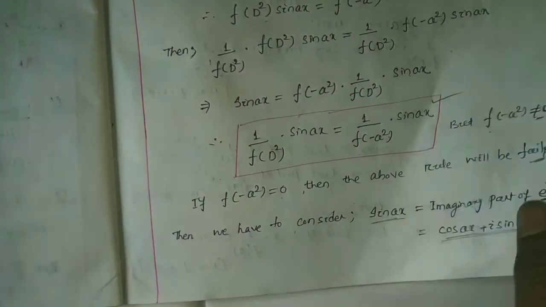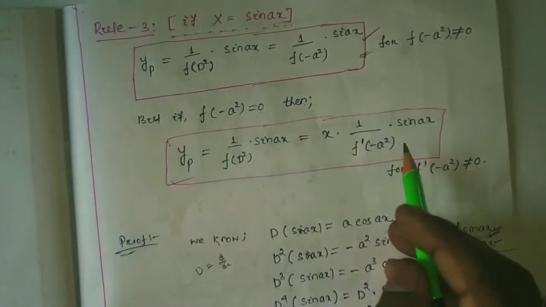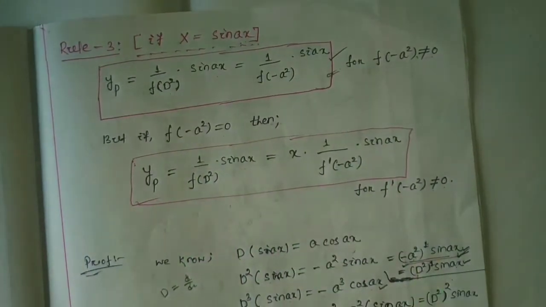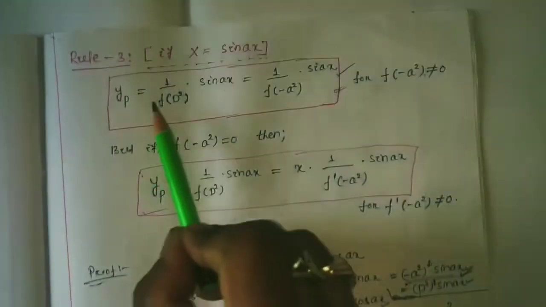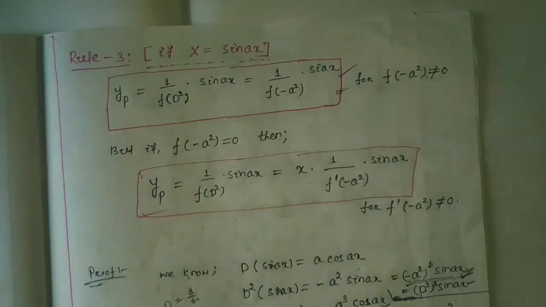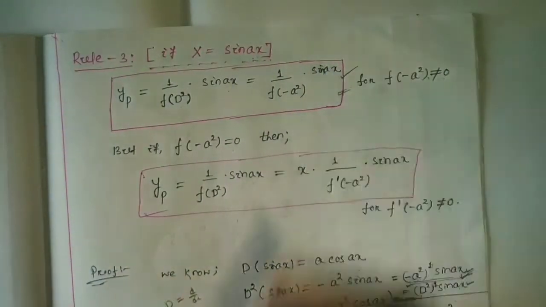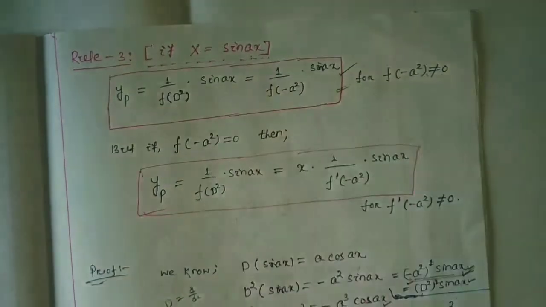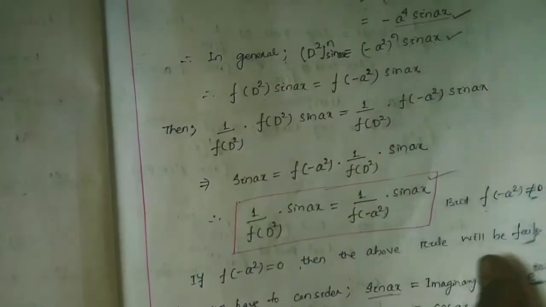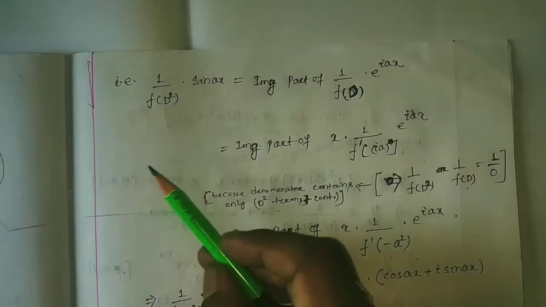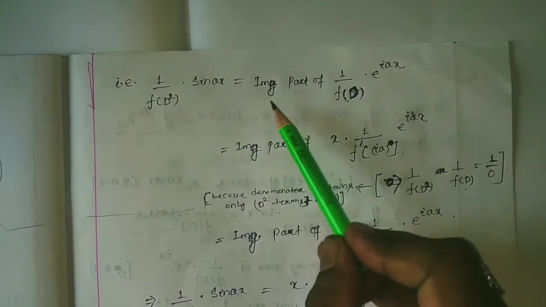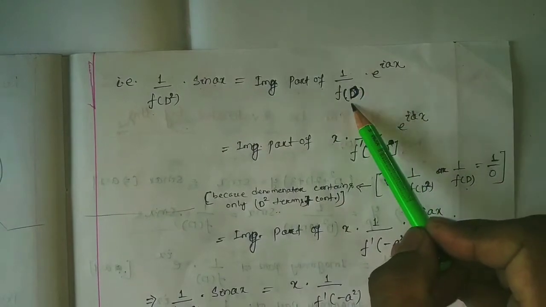So how will it be? That means we are going to prove this one. That means if this is equal to 0, then yp will be this much, that we have to prove. Okay, so here we proved that yp equals 1 by f minus a square sin ax. This we have proved, and now we are going to prove the next one. Here we consider 1 by f d square sin ax equal to the imaginary part of 1 by f d e to the power i ax.